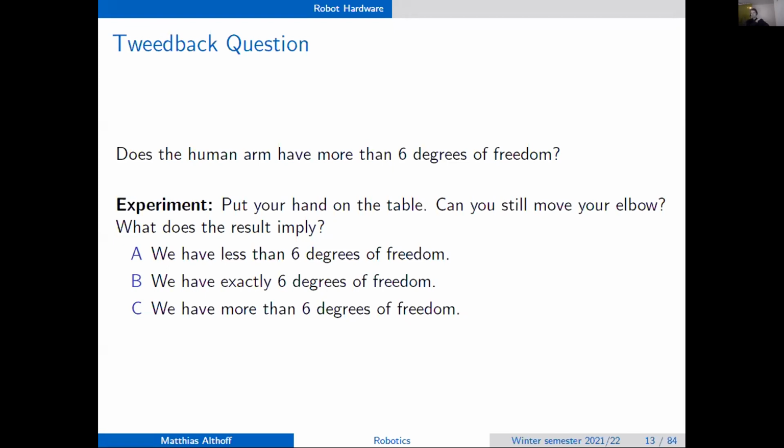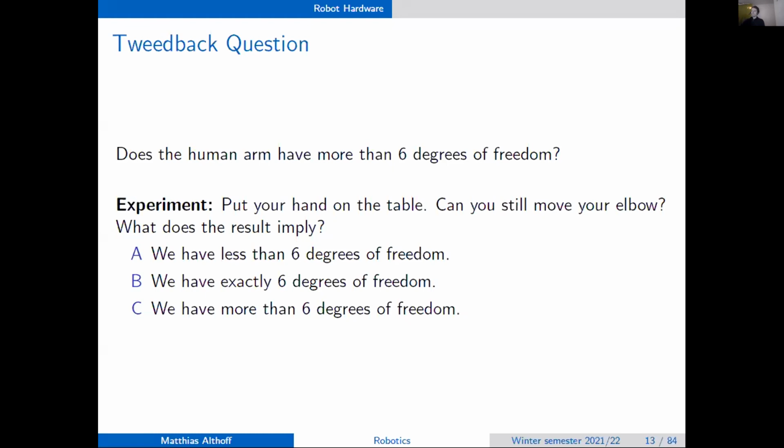You fix the position of your shoulder, which also fixes 6 degrees of freedom. And then you have two links, the upper arm and the lower arm, and they each have 6 degrees of freedom, but you can still move the elbow if everything else is fixed. So that means we have roughly 7 degrees of freedom.